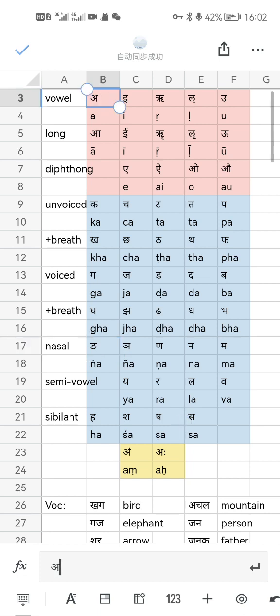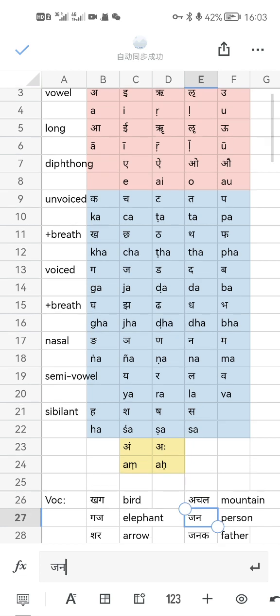A, cha, and la. So these 3 letters put together mean mountain. Achala, achala. Next one, jana, 2 letters. Ja and na. So it's jana, which means person.